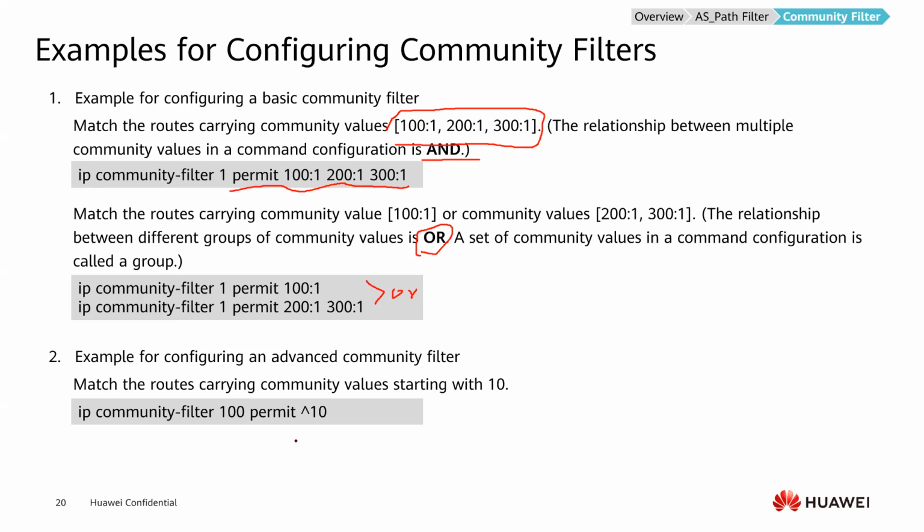And the final is to match the route carrying a community string, where you just use the regex, just like this. The character means you start with 1, 0. That means you will match the community attribute starting with 1, 0, because you use the regex, right? And this is the advanced community filter.